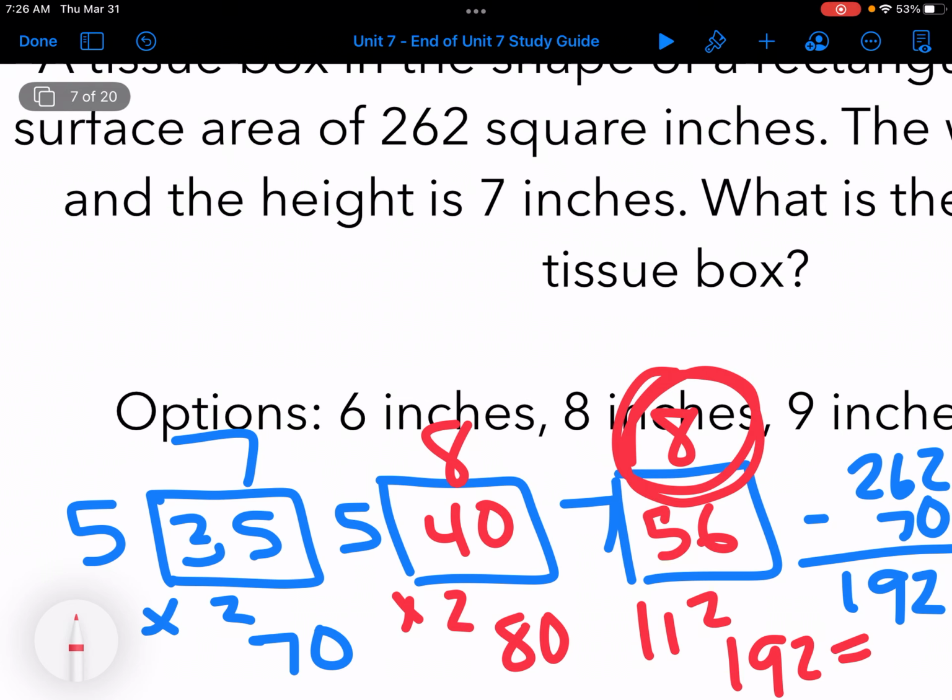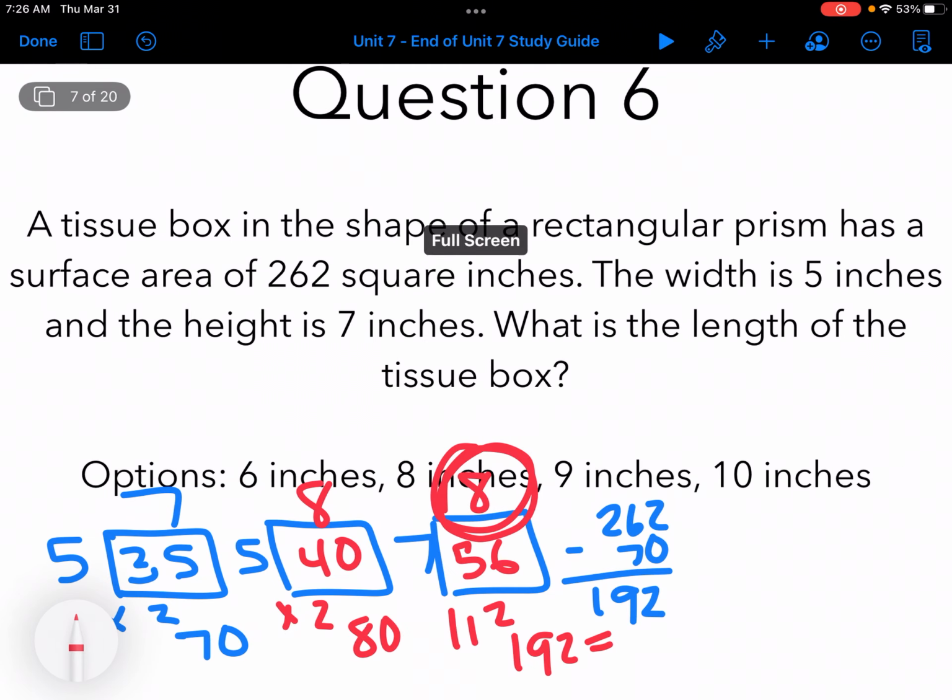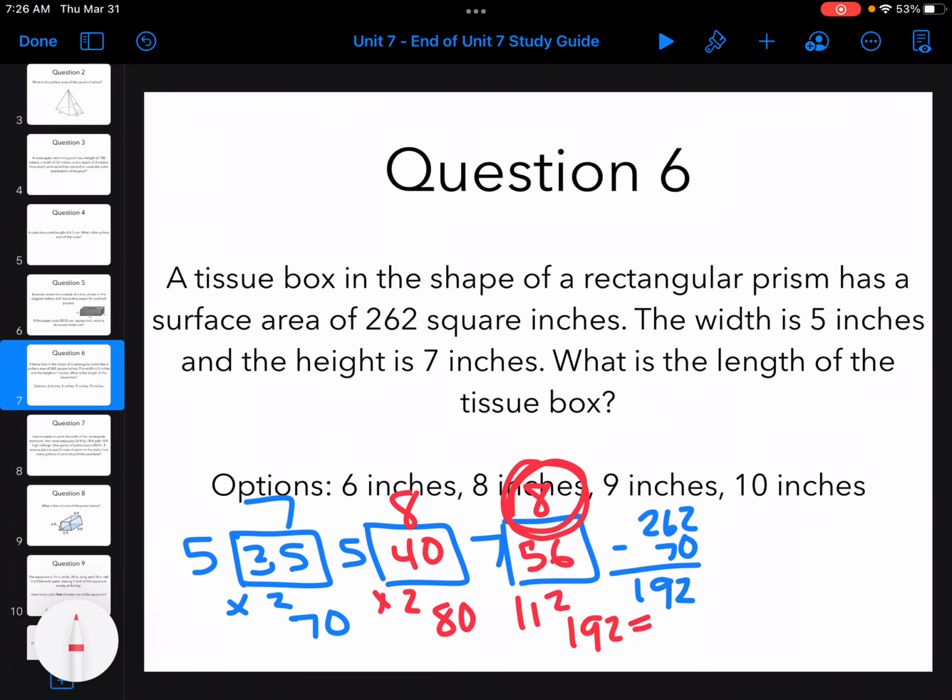Okay, so what you're using are your answer choices to help you out with this kind of problem. So you're using your answer choices to kind of help guide you in choosing your answer. All right, does that make sense? So you want to use your answer choices for that one.